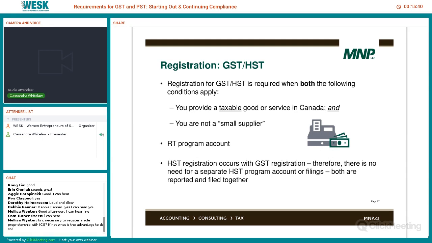So you need to be registered for GST if you are providing a taxable good or service in Canada and you do not meet the small supplier threshold. So the small supplier threshold provides an exemption from GST registration if your sales in the preceding 4 calendar quarters are less than $30,000. If you exceed $30,000 worth of sales in those 4 preceding calendar quarters or in a single calendar quarter, then you are required to be registered for GST.